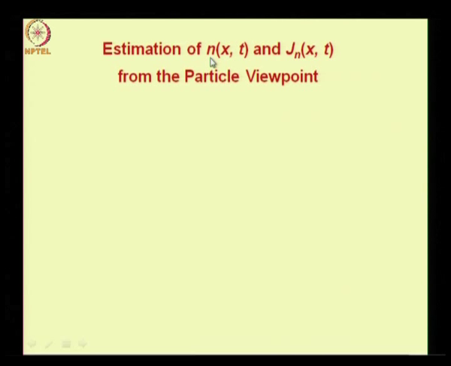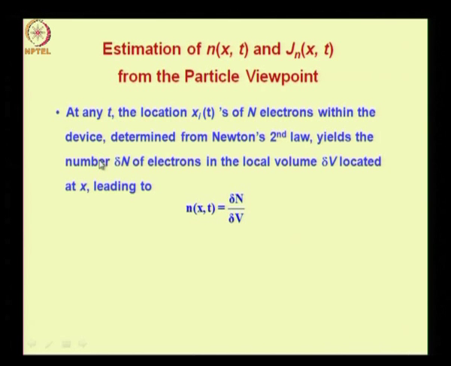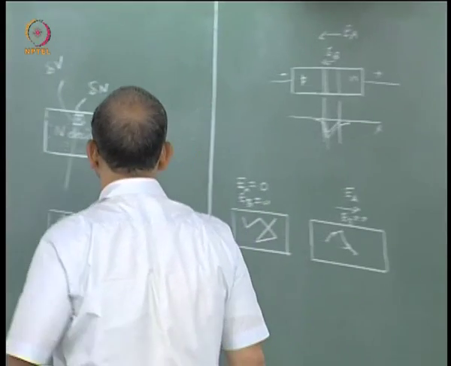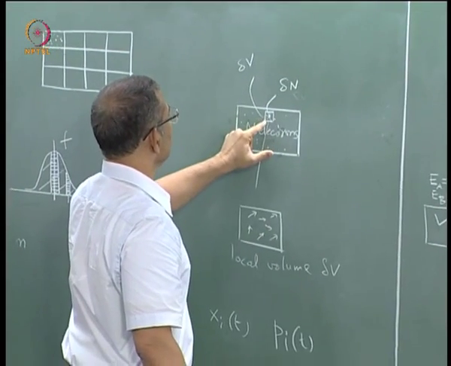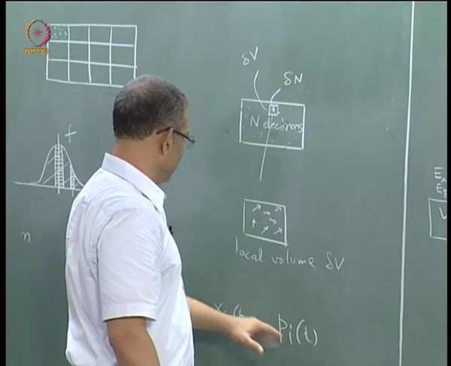Estimation of the carrier concentration as a function of space and time and current density as a function of space and time from the particle viewpoint. So at any t, the locations xi of the n electrons within the device, determined from Newton's second law, yield the number delta n of electrons in the local volume delta V located at x, leading to the carrier concentration at that x and at that instant of time, delta n by delta V. So again this is the picture, this is the local volume, from a knowledge of xi(t) and pi(t) for all the n electrons.